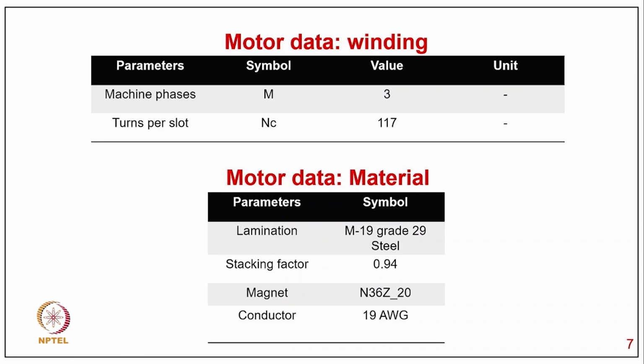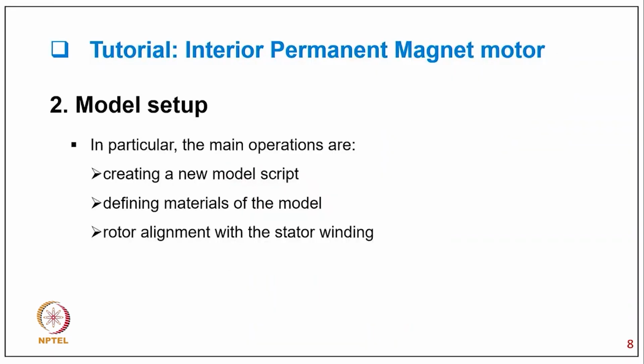Now the motor data is the material. The lamination is M19 gauge 29 steel, stacking factor 0.94, the magnet is N36Z_20, and the conductor is 19 AWG.